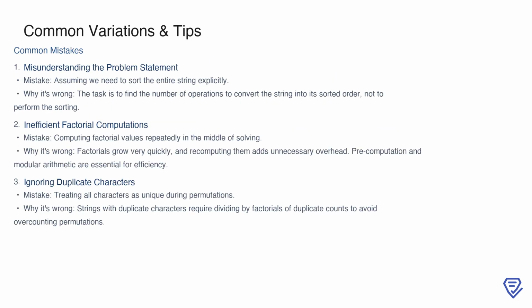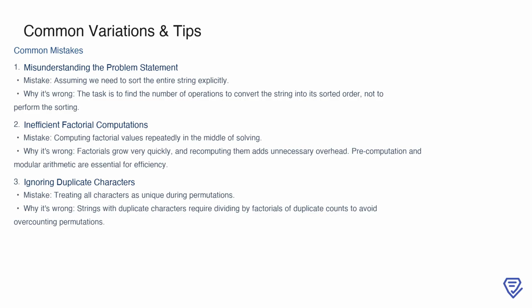Let's start by discussing some common mistakes that can occur when solving this problem. One frequent issue is misunderstanding the problem statement. Many assume that we need to explicitly sort the entire string, but that's not the case. The goal is to determine the number of operations needed to convert the string into its sorted order, not to actually perform the sorting. Another pitfall involves inefficient factorial computations.